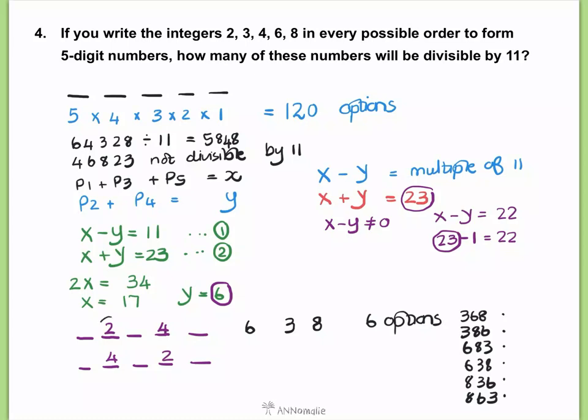And that will then repeat. So that is for the 2 in position 2 and the 4 in position 4. That will repeat if we swap the 2 and the 4. And that gives us a total of 12. A beautiful way to find how many of these numbers, of 120 options, 12 of them will be divisible by 11.